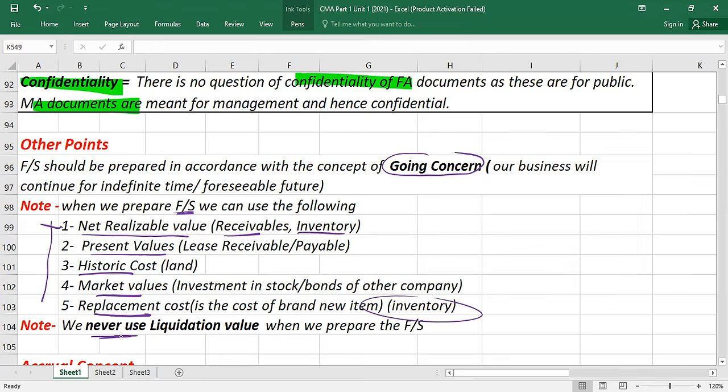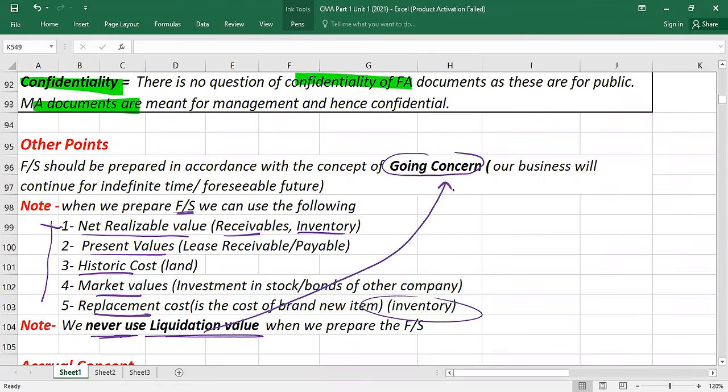We never use, this is the point which you have to remember, we never use which value? Liquidation value, while preparing the financial statements. What's the liquidation value? Liquidation value means, when you are working as an accountant, you never think this way: oh, if I close this business, how much value will I get for car, furniture, etc.? That is liquidation value. Liquidation means if you wind up the business. And we don't assume this. We assume our business is a going concern. That is why liquidation value we will never use.